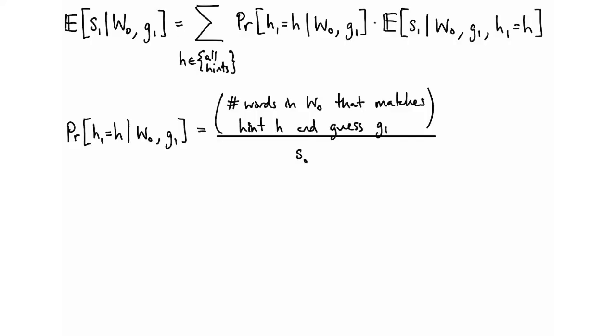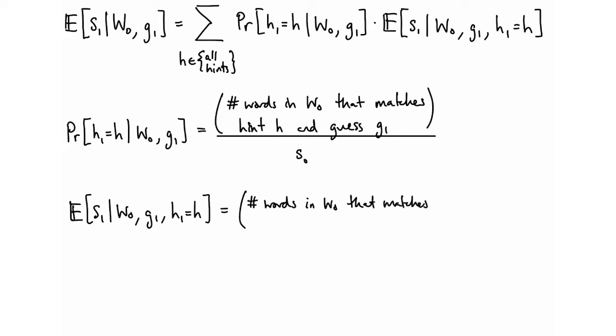The other thing that we have to find is the expected number of remaining feasible words, given that the hint we have is equal to H. So given that we fixed the hint, that quantity, very similarly, is just going to be the number of words in W0 which match both the hint that we have and also the guess that we've made.